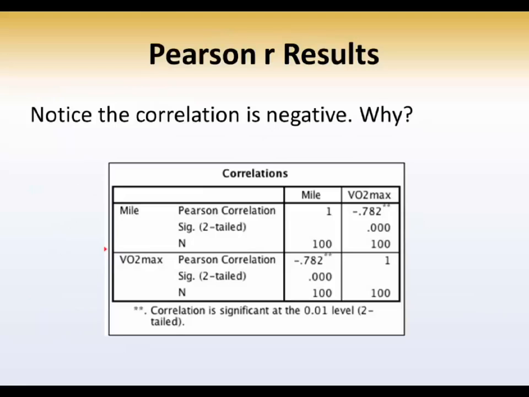Here are our results on the Pearson r. The correlation coefficient is negative 0.782. Why is it negative? Well, because on the mile run, the lower time is better. On VO2 max, the higher value is better. So there's a negative association or negative correlation between run time and VO2 max.